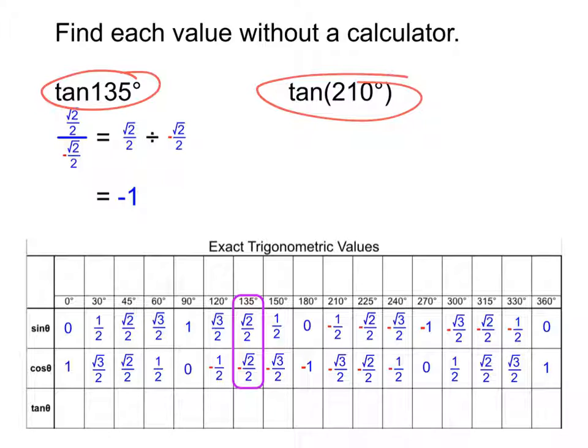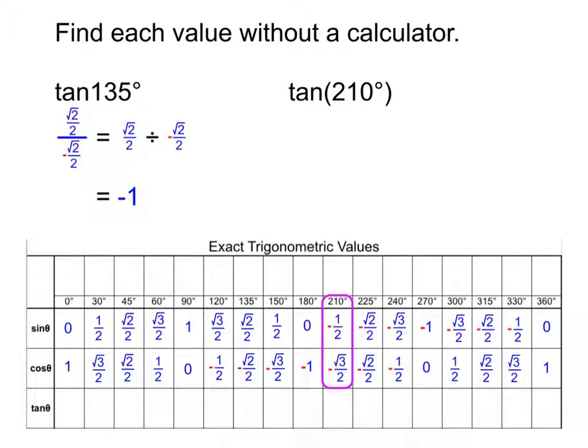All right, so if I want to know the tangent of 210 degrees then, I'm going to go over to 210 degrees in my table. And I know that tangent equals sine over cosine, so I'm going to take the sine value on top, and I'm going to take the cosine value on the bottom. And so we have a negative 1/2 over a negative root 3 over 2.